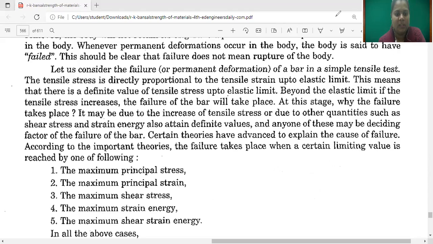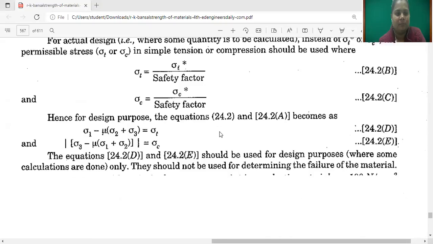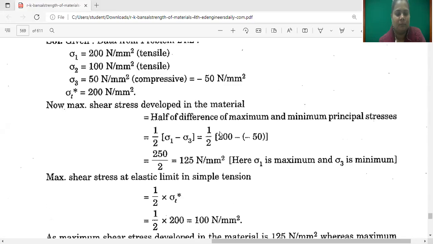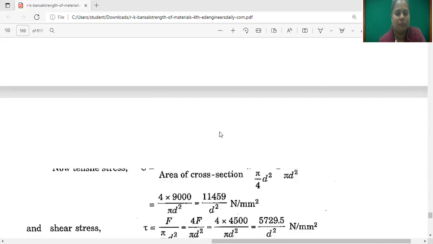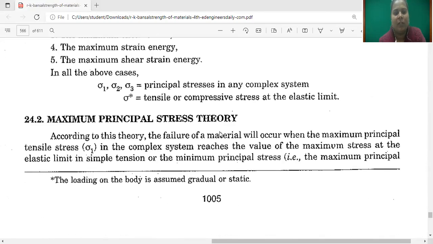Okay, so please write down the first theory. First theory, maximum principal stress theory. First we will write and then I will explain.